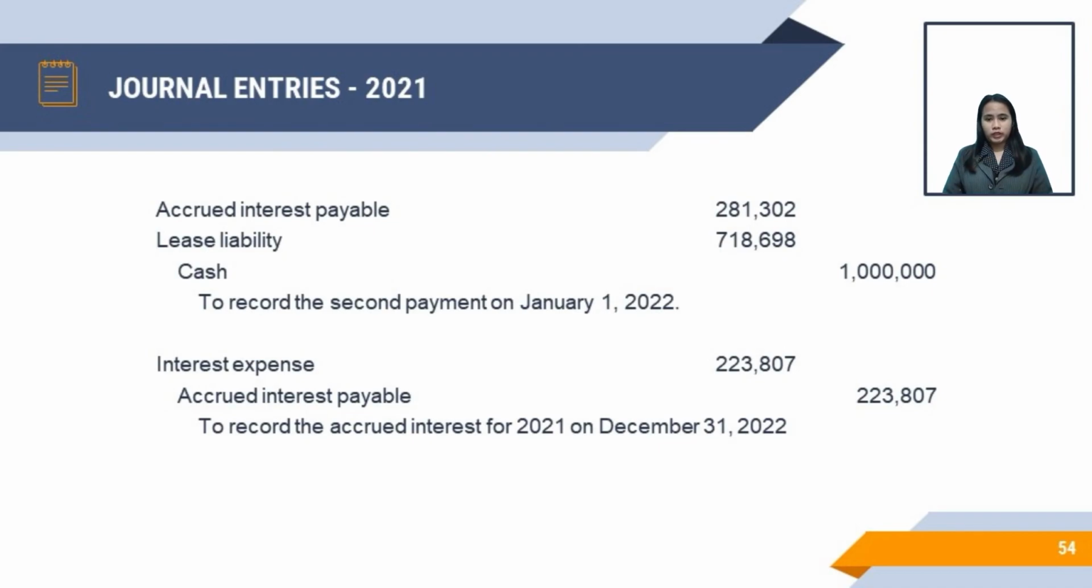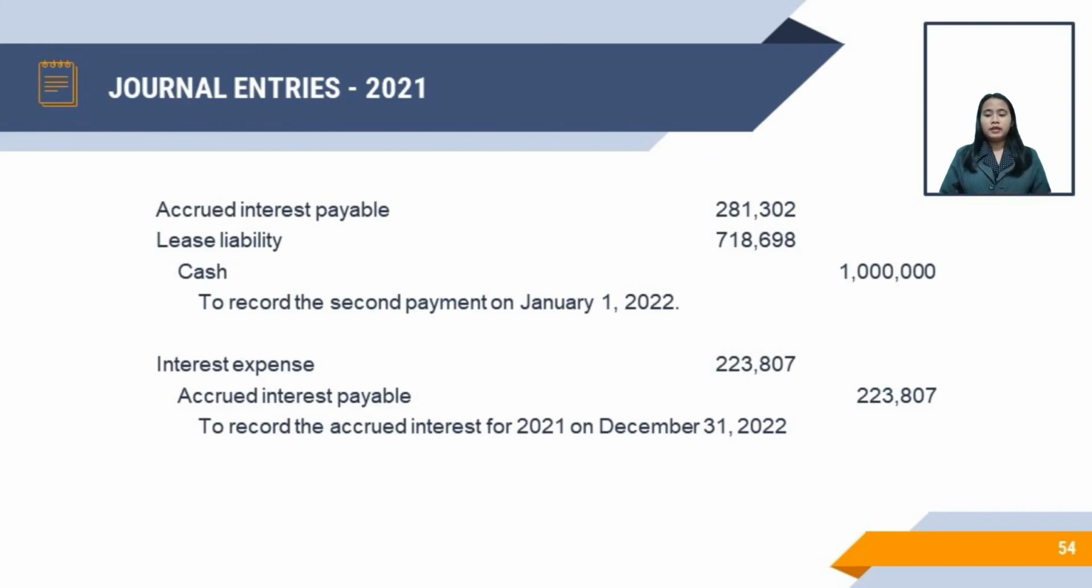payable of 281,302, to debit as well lease liability of 718,698 and to credit cash of 1 million. This is to record the second payment for January 1, 2022.